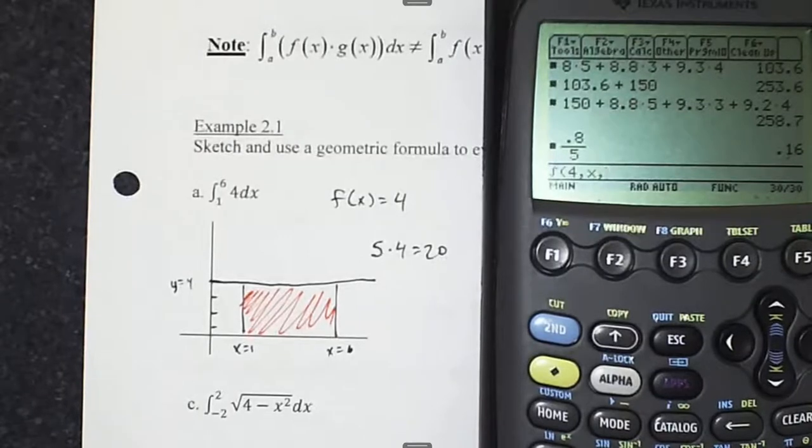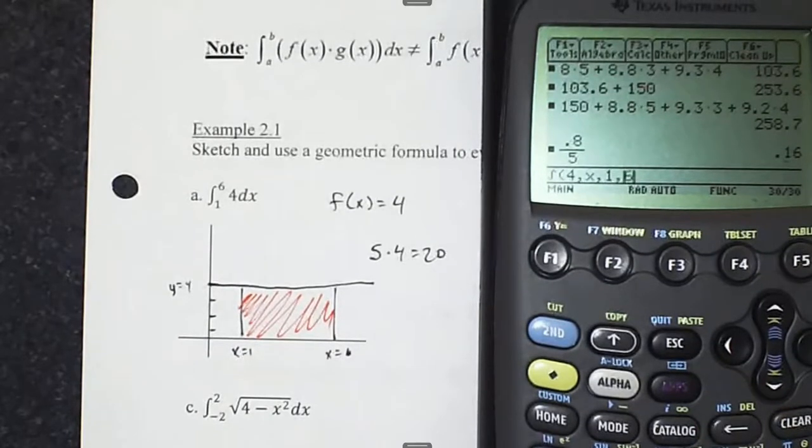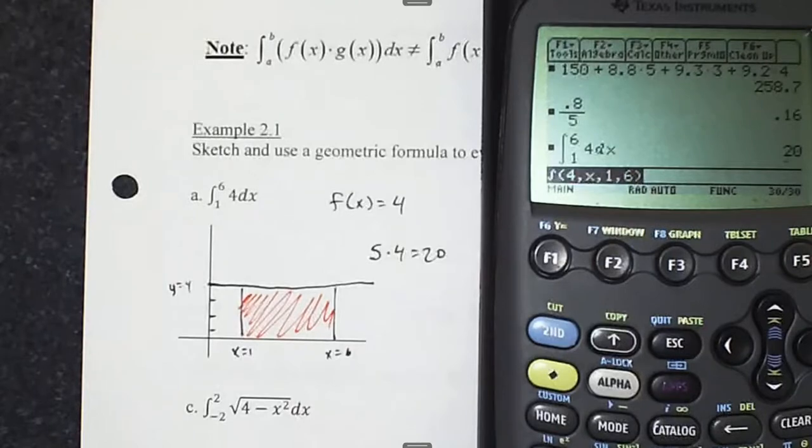And then you tell it the bounds on x are from 1 to 6. So you put 1 comma 6, close the parenthesis, and make sure you check the pretty print. It should make it look like the integral you're doing, and we get 20, which is exactly what we got.